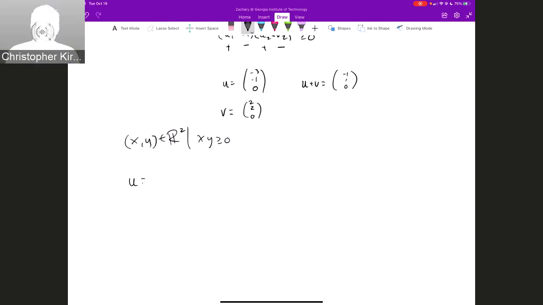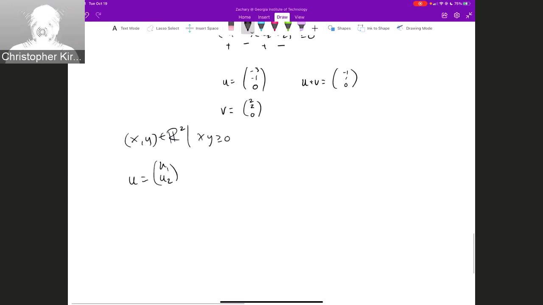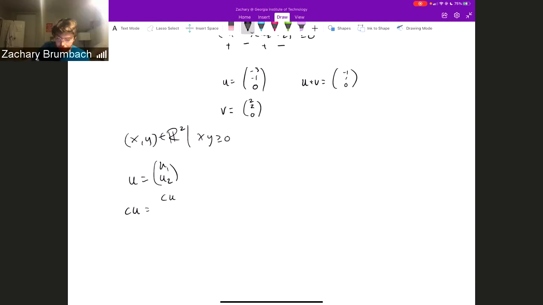So let's give our u, okay? u equals u1, u2, such that this is true, okay? So now does cu, is this still in the space? So cu, we multiply component-wise.